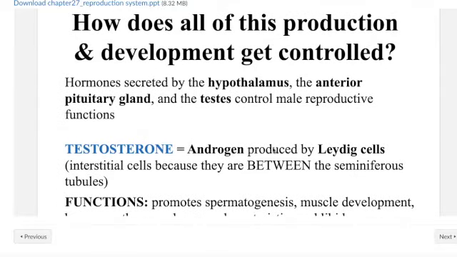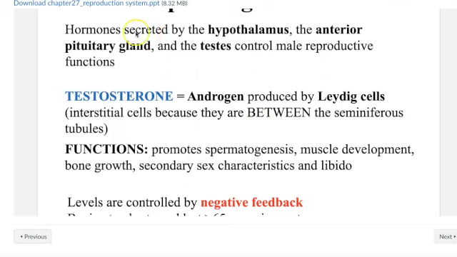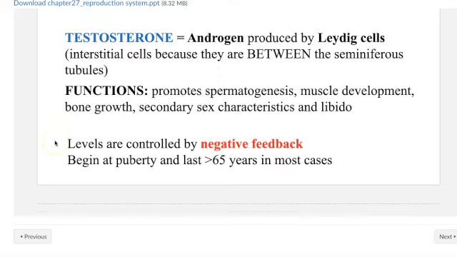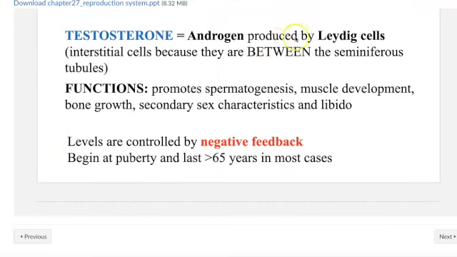How does all of this production and development get controlled? Hormones secreted by the hypothalamus and pituitary and the testes control the male reproductive function. Remember, there's testosterone and androgen. It's produced by Leydig cells. Remember this term, Leydig cells. Okay, and then function promotes spermatogenesis. So Leydig cells will produce testosterone, and then it will help the Sertoli cells make sperm. Okay, so both of those cells are important to remember.